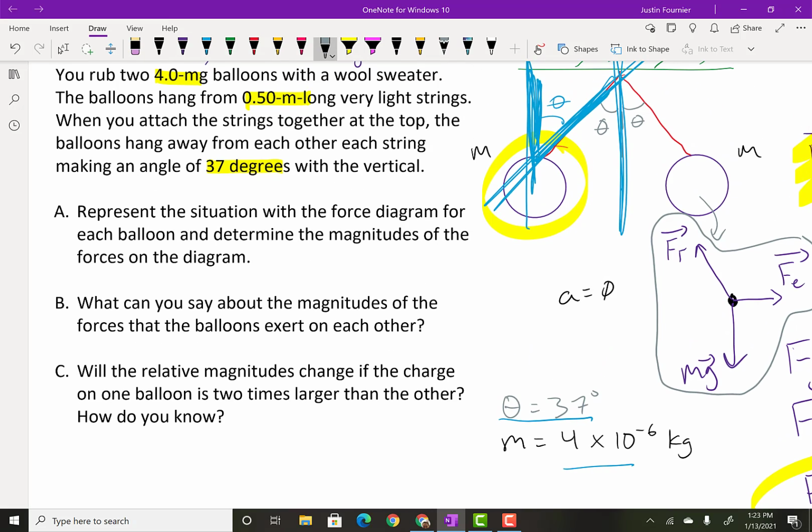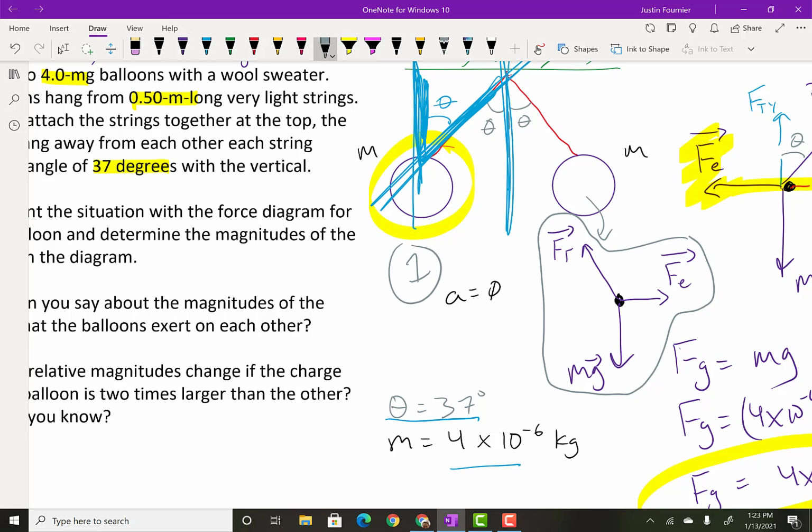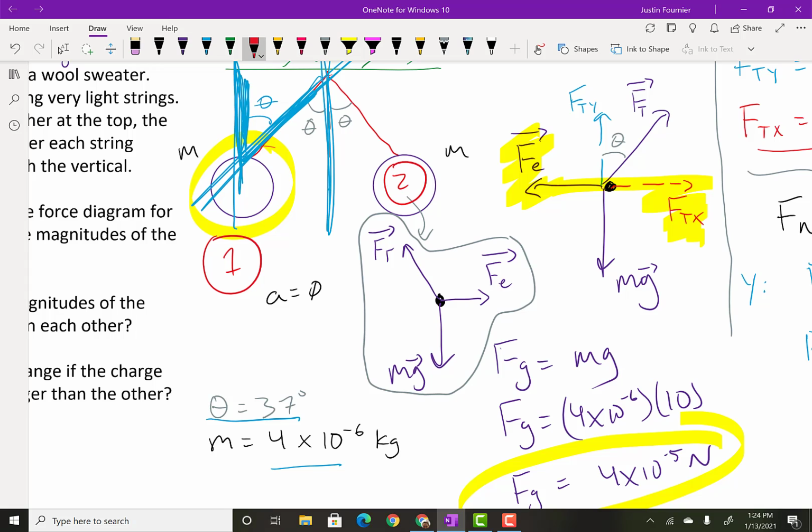What can you say about the magnitudes of the forces that the balloons exert on each other? Well, they're both exerting a force Fe on each other. If I called this object 1 and this one object 2, this Fe would be the force that object 1 exerts on object 2, so 1 on 2. And this Fe would be the force of 2 on 1. All that sounds really familiar.